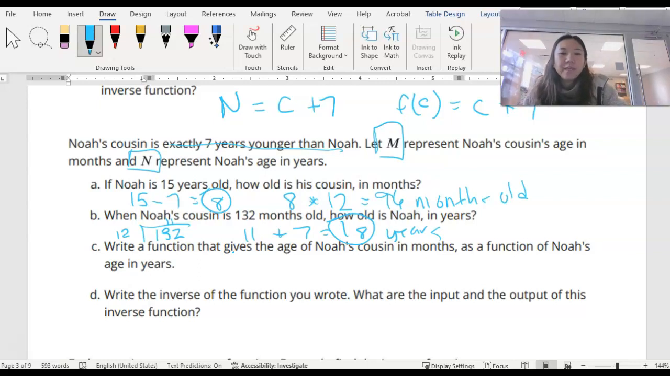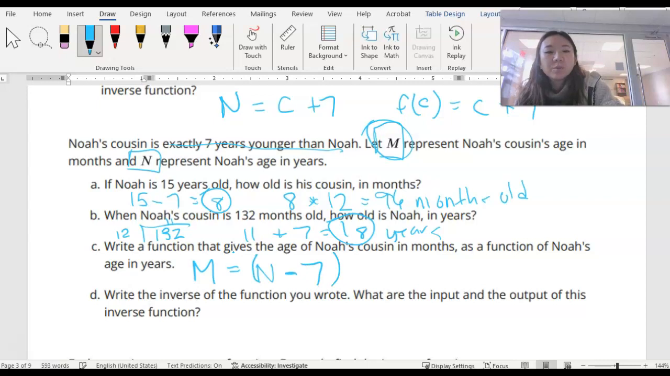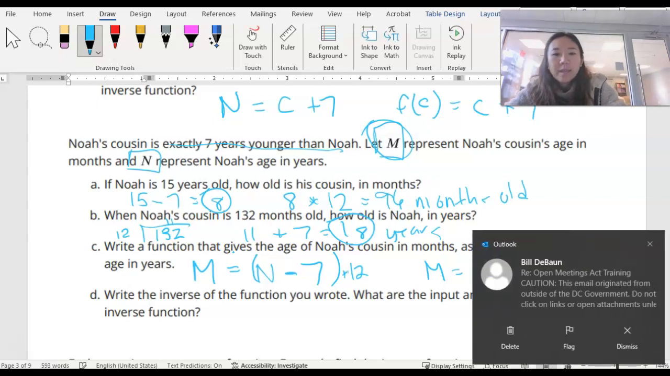So it says write a function that gives the age of Noah's cousin in months as a function of Noah's age. In this case, m is the cousin's age in months. So m equals... Noah is 7 years older, so n minus 7 gives us the cousin's age, but now we need to multiply that whole thing by 12. You can leave it like this, or you can write it as m equals 12n minus 84. That would be fine as well if you want to distribute, but it should be equivalent to 12 times n minus 7.